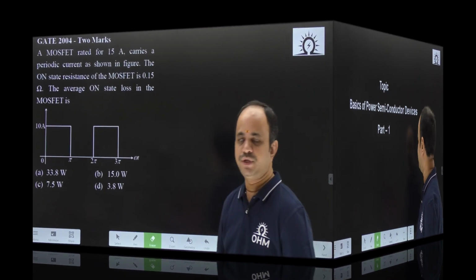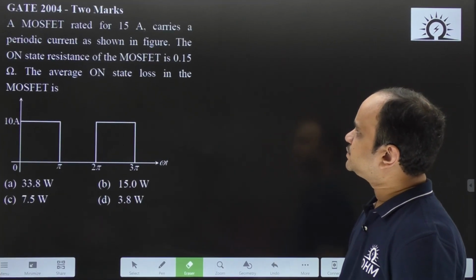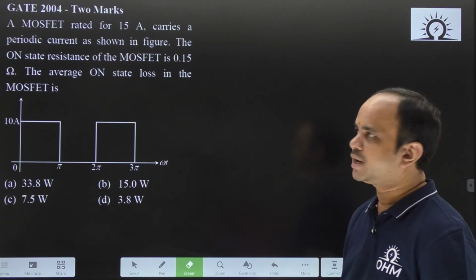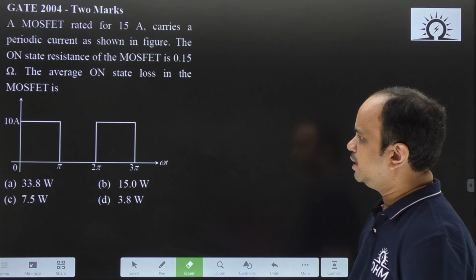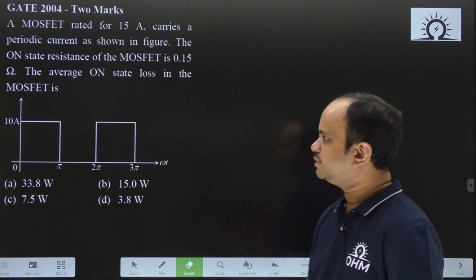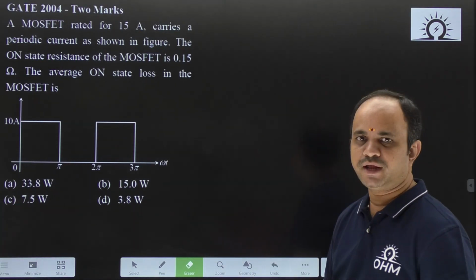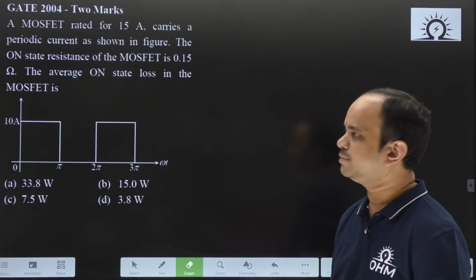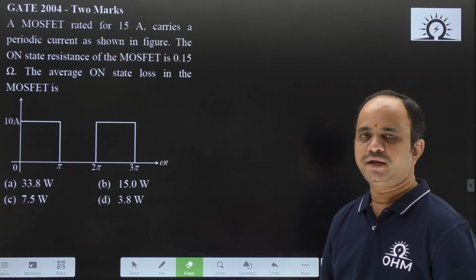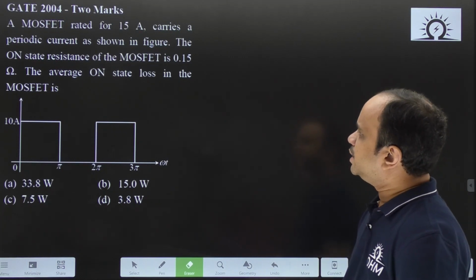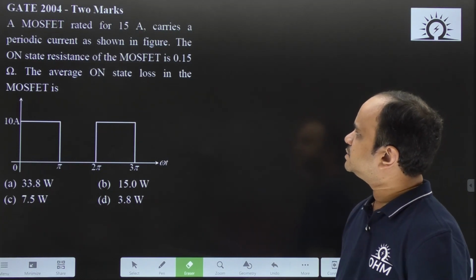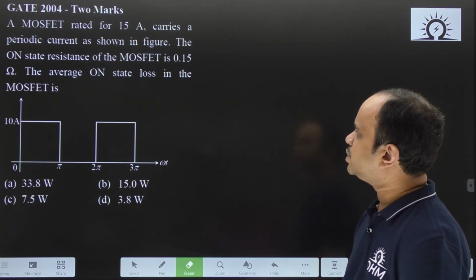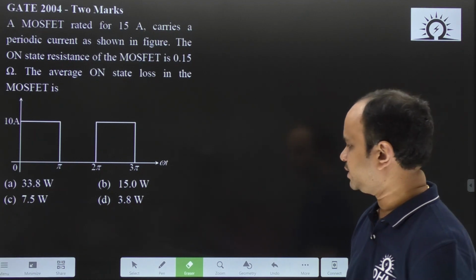Now, in this question, a MOSFET is rated for 15 ampere and carries a periodic current as shown in the figure. Some current waveform is given here, whose peak value is 10 ampere. Even though the MOSFET is expected to carry 15 ampere, depending on the application it is carrying just 10 ampere. The on resistance of the MOSFET is 0.15 ohm. We need to calculate the average on-state loss in the MOSFET.